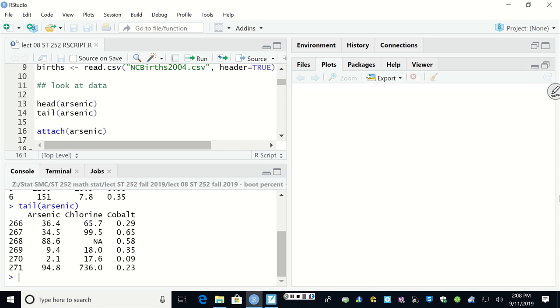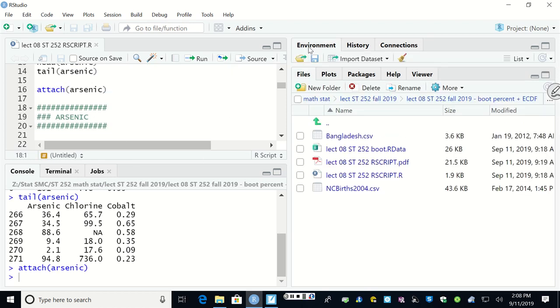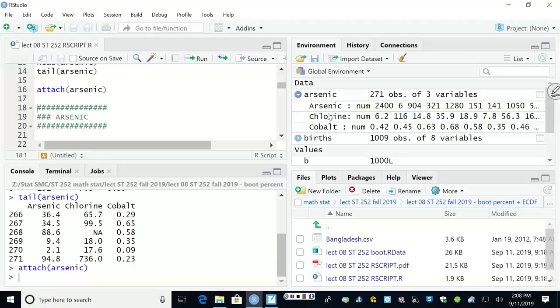It happens. To make it easier to use, I'm just going to attach the arsenic. So in the environment here is this arsenic, and it has these 3. So I can just type capital arsenic, or capital chlorine, or capital cobalt, and I get those variables. I don't need to use the $ sign to refer to them.